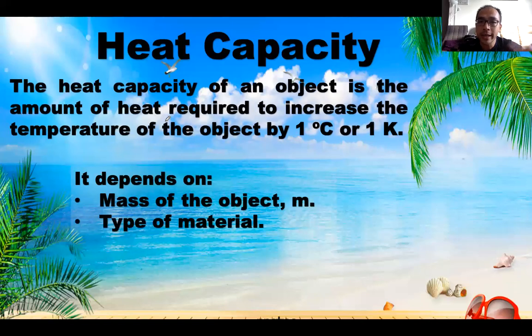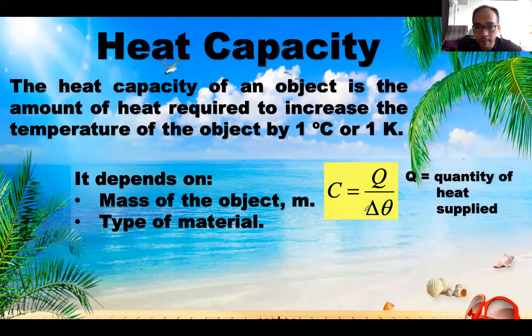Now, the heat capacity depends on two things. Number one, it depends on the mass of the object, how much mass it is. And number two, it depends on the type of material. Okay, so let's talk about the first one first. This is a general formula. C equals the amount of heat over the difference in temperature. In a while, we'll come to this. Q is the quantity of heat supplied, and delta theta is the change in temperature.